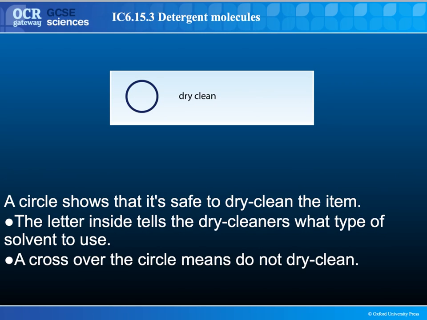Right, the next symbol, which is just a circle, indicates whether or not you can dry clean it, and it also usually indicates what chemical. So there will be a letter in there that shows the dry cleaners what type of solvent they should use to clean it. If you've got a cross over that, same as before, you don't dry clean that material.